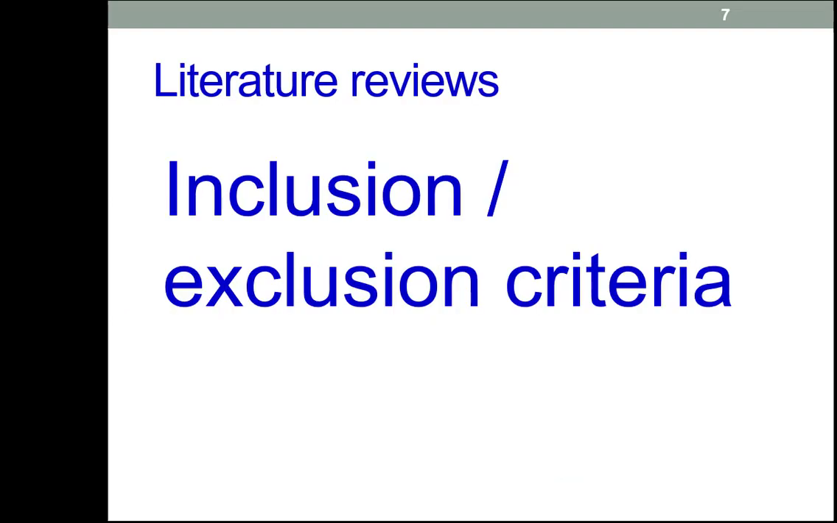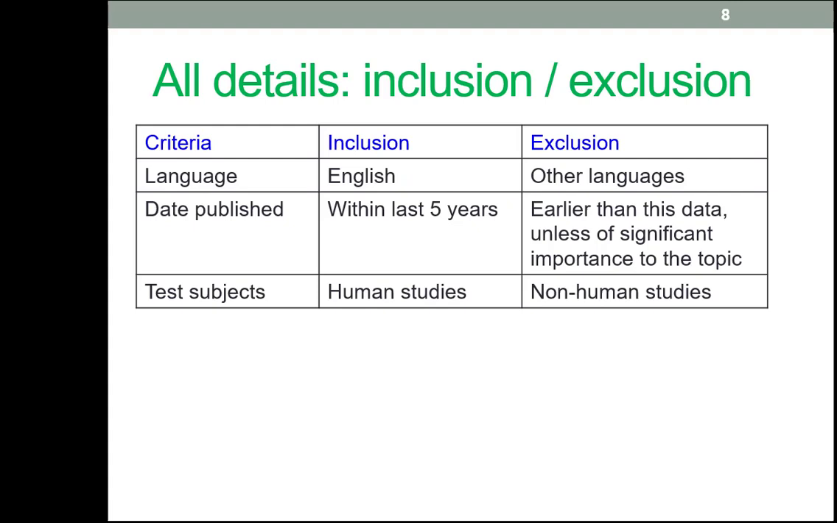You should consider inclusion-exclusion criteria. These are the characteristics that make a study eligible or ineligible to be included in your review. Here are some examples of them. There's a criteria: language, for example, English language. Exclusion would exclude other languages. Your supervisors probably need to read the information in English.